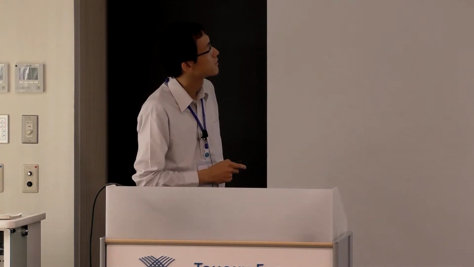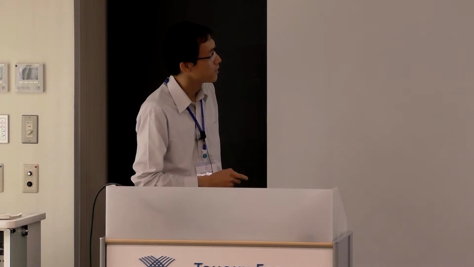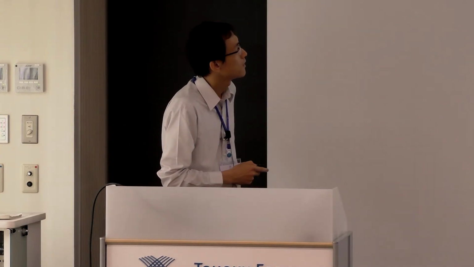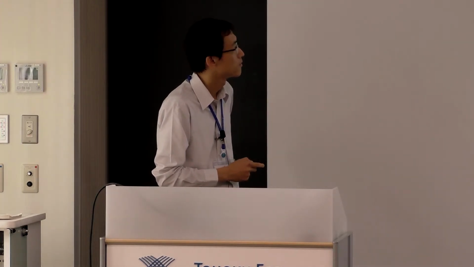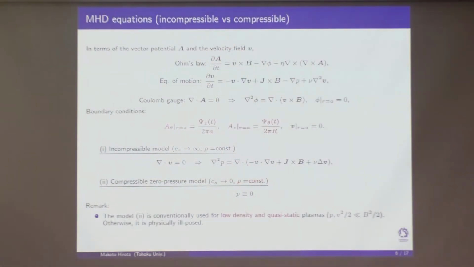And physically, this is called Ohm's law. And another is the equation of motion, including the electromagnetic force. And here, I used the Coulomb gauge for the vector potential. And this is the boundary condition for these two equations. As for velocity, I imposed the no-slip boundary condition. But as for vector potential, I applied the AC voltage like this. This is a time-dependent Dirichlet boundary condition.